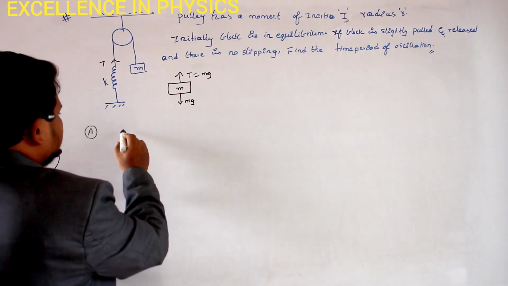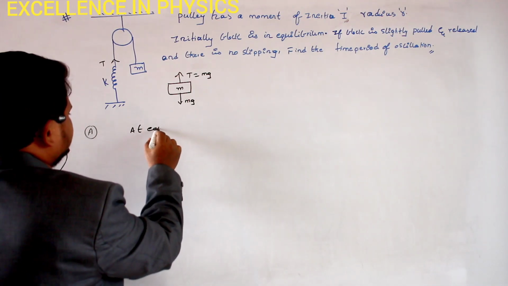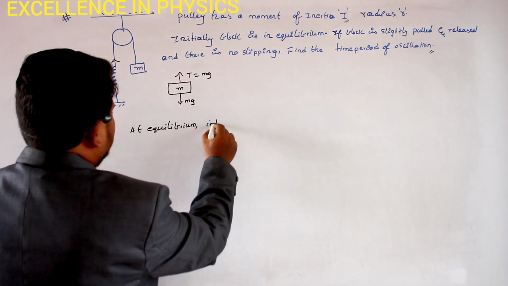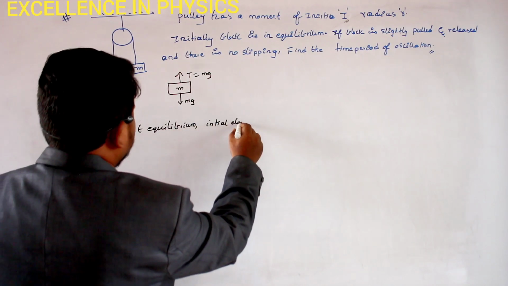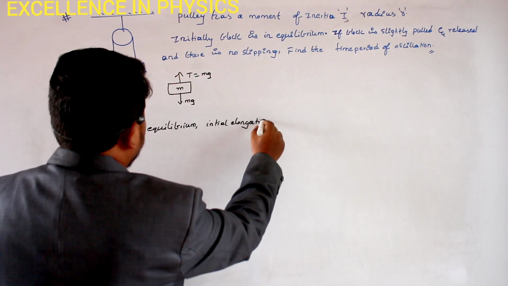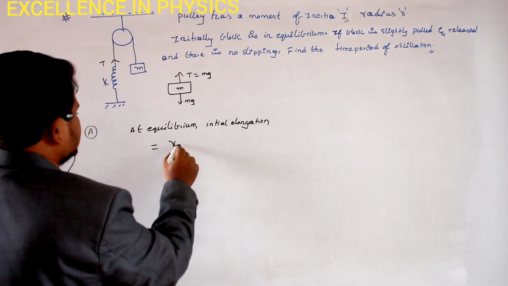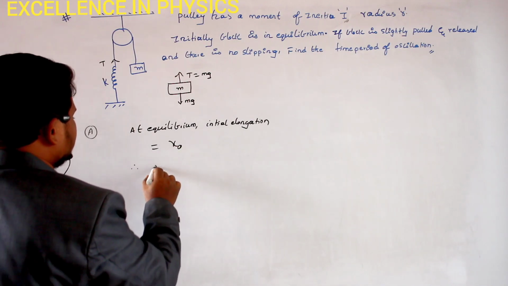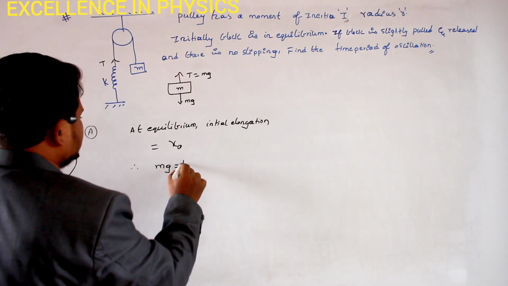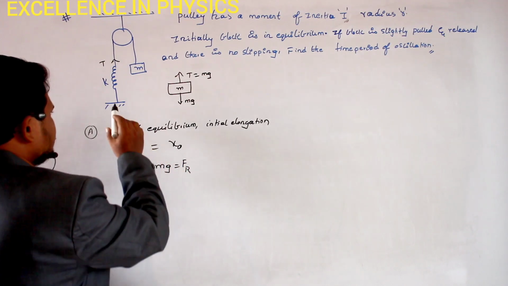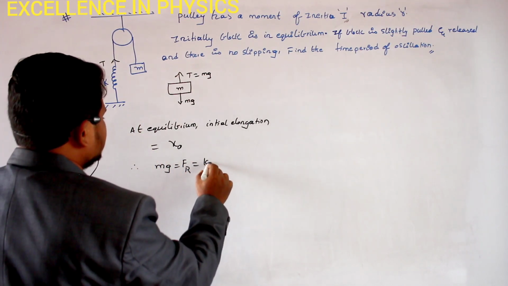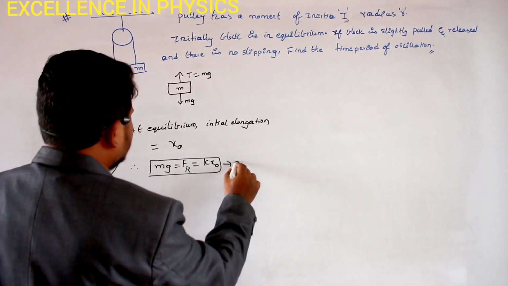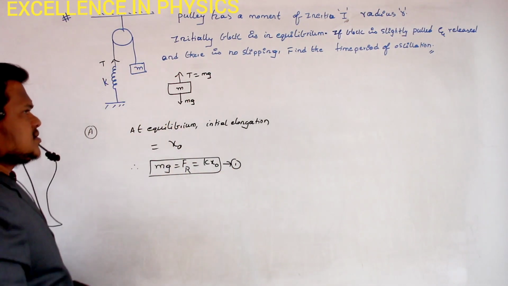So therefore I can say at equilibrium, the initial elongation, let it be x naught. Clear, ma? So definitely one thing which I can say is that mg is equal to the restoring force which is developed in this spring, and this restoring force will be equal to k x naught. So let it be our equation number 1. Clear, ma? Up to here it is clear.